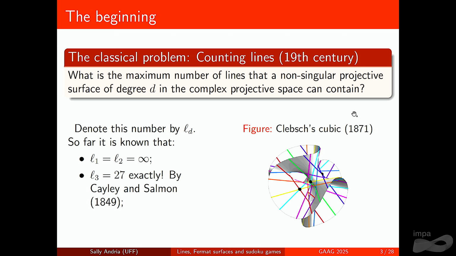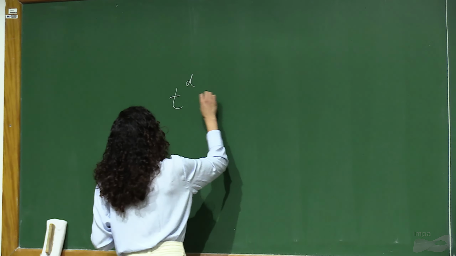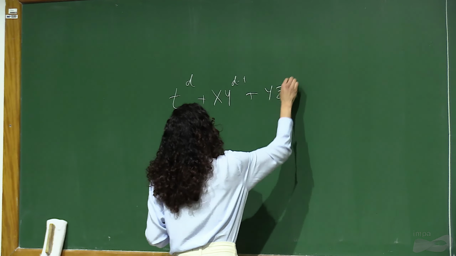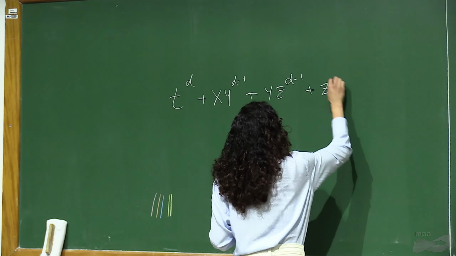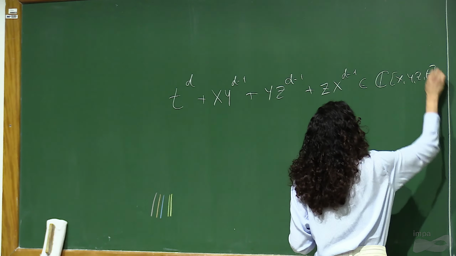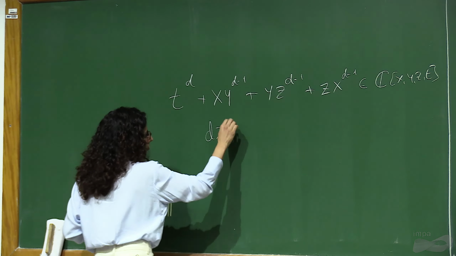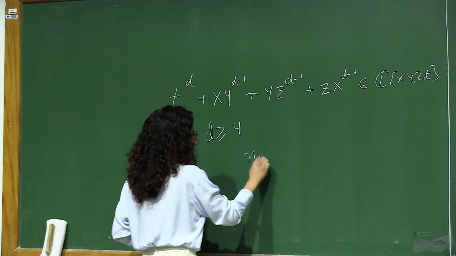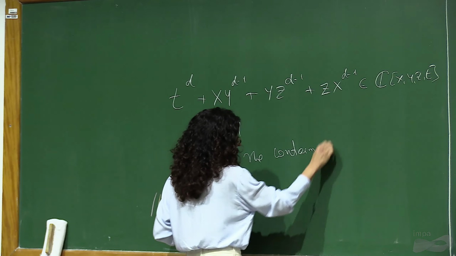When we increase the degree, one thing we should know is that there exist smooth surfaces that do not contain lines. One example is the surface of degree D, so for degree D greater or equal than 4, it does not contain lines.